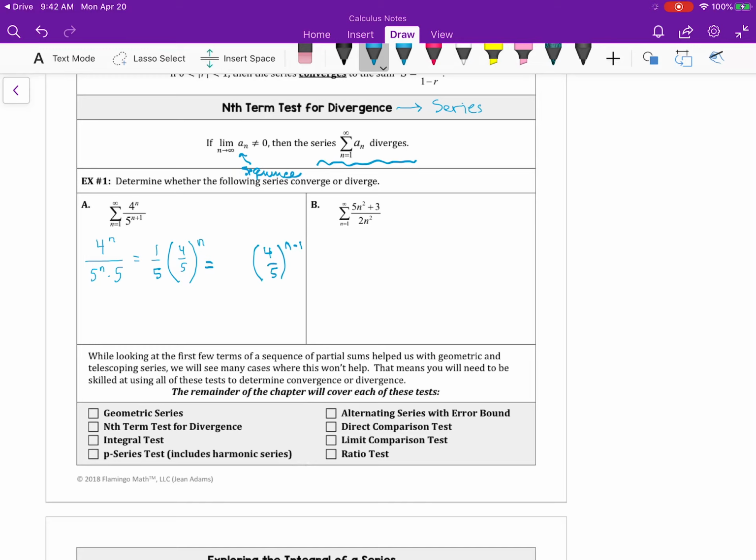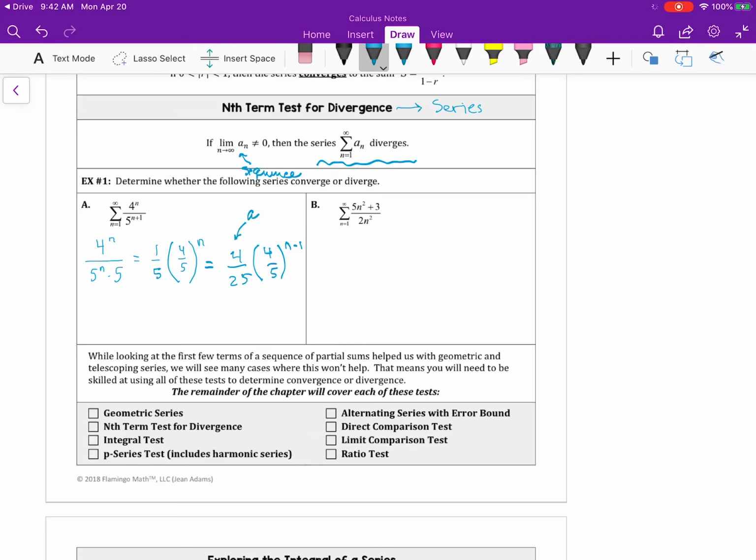I would have 1/5 times 4/5 to the n. And then I would think, well, since it's n equals 1 to infinity, I would really like to have something times 4/5 to the n minus 1, so I could see what that first term is, so that if I needed to find my sum, I would have my first term.